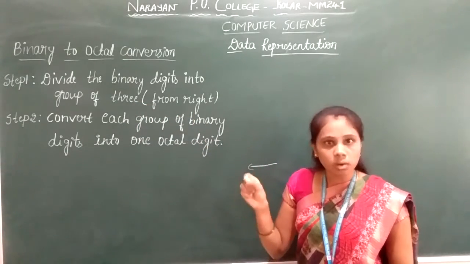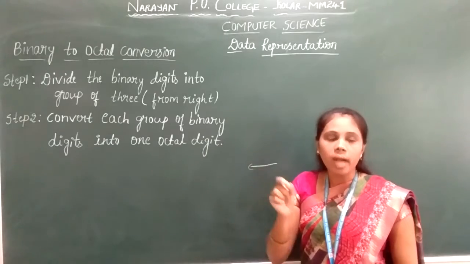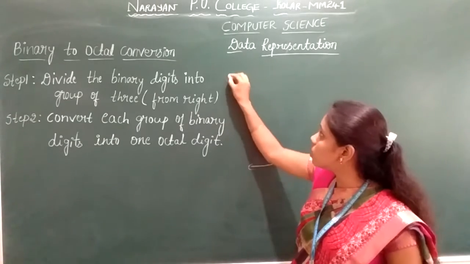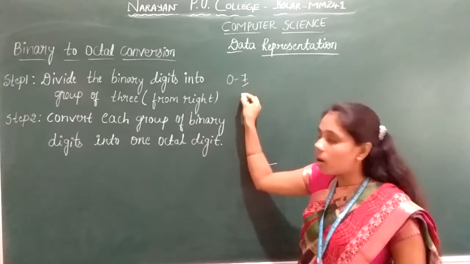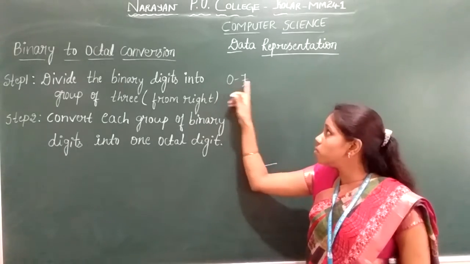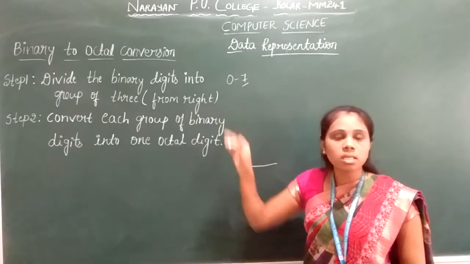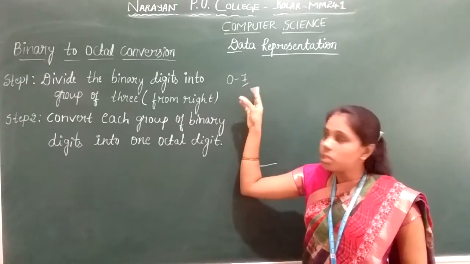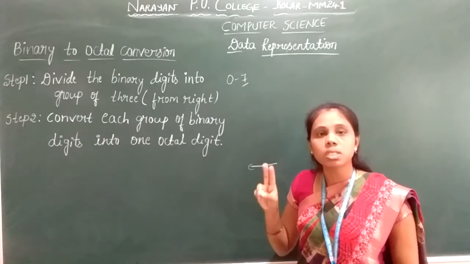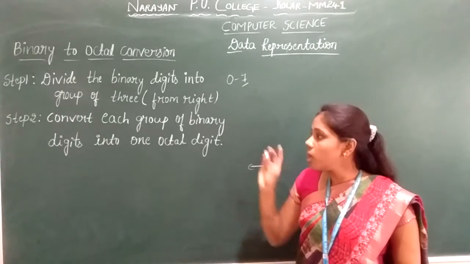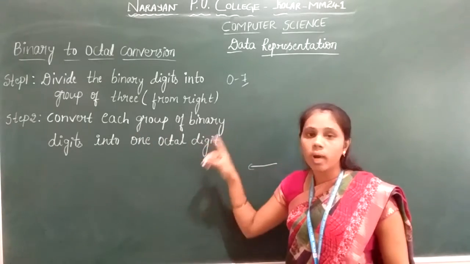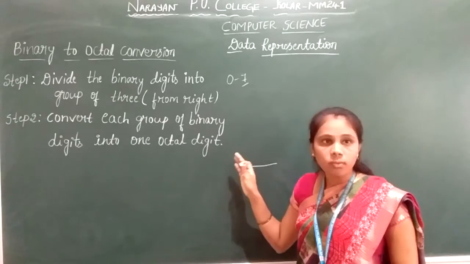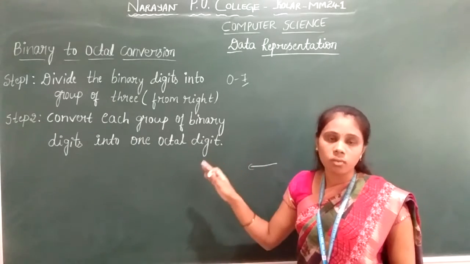Why do we take a group of 3 bits? By adding those 3 bits we get the octal range of values, that is 0 to 7. In octal we have a total of 8 digits, from 0 to 7. If we consider only 3 bits, the maximum value is 7. So we consider only 3 bits in the octal system and convert each group of binary digits into one octal digit. We will see different problems based on these conversions.